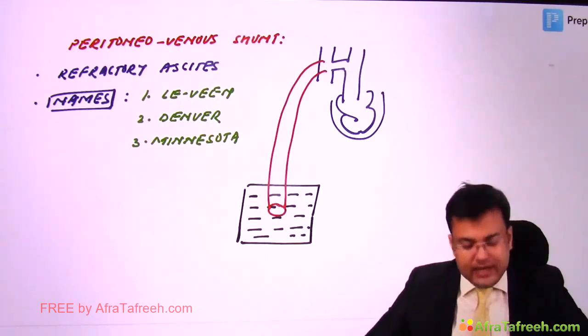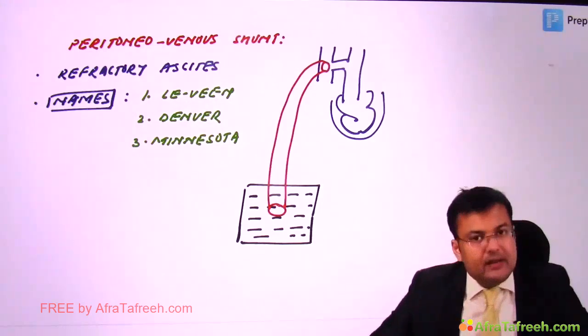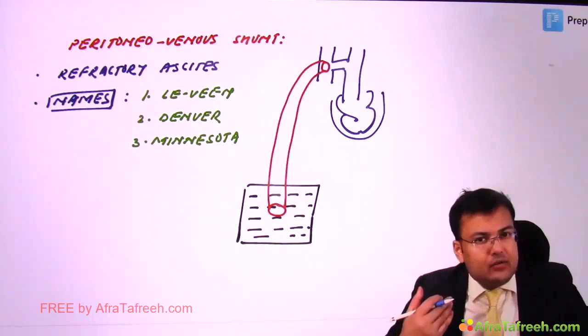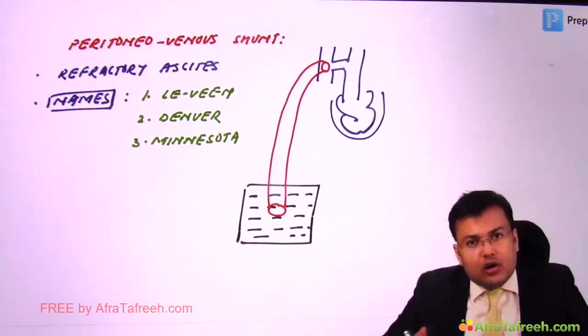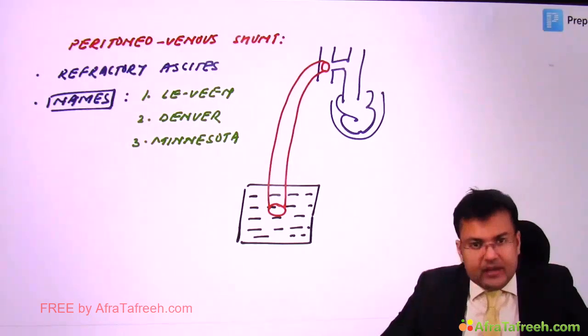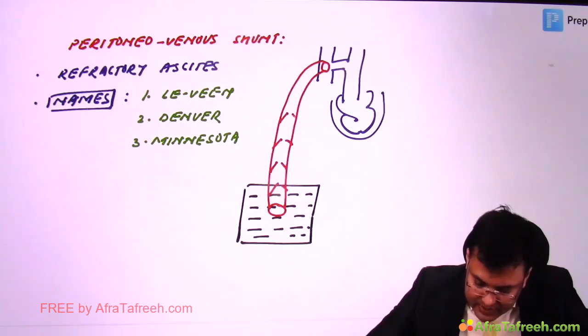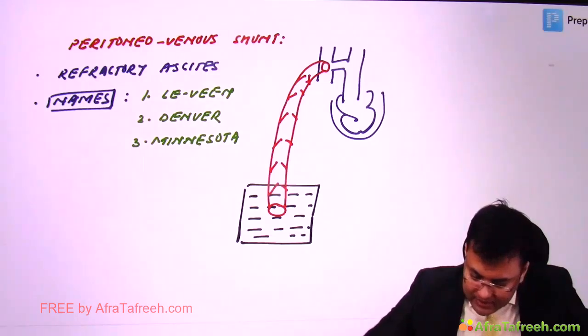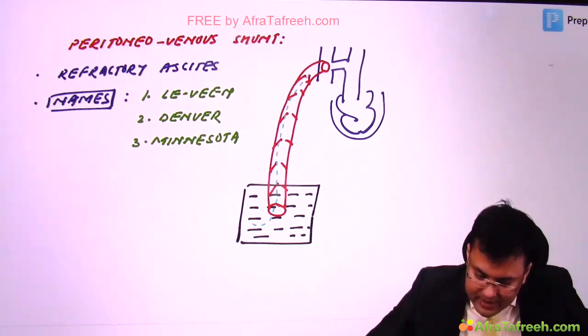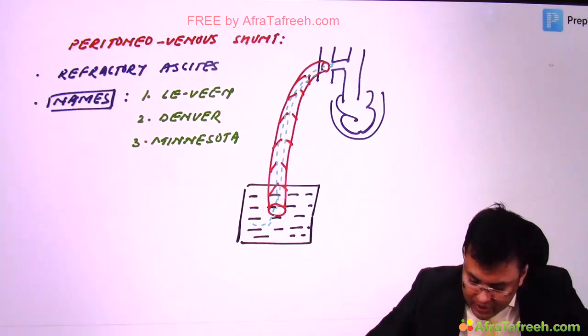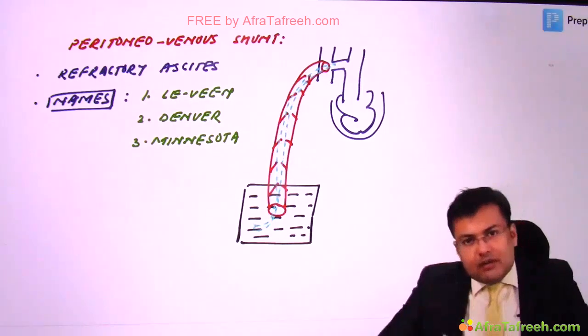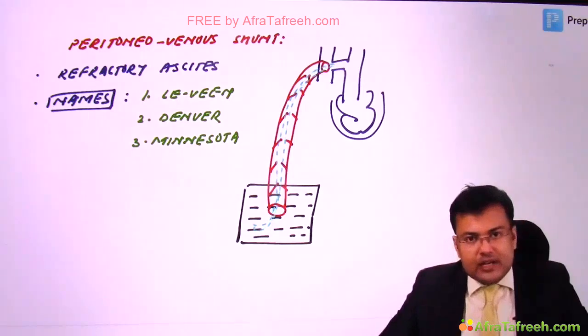One end in the peritoneal cavity, another end is in right internal jugular vein, that's preferred, or alternative is superior vena cava. Now see, there is unidirectional valve in this shunt. Clear? So there is presence of unidirectional valve, and that's why this ascitic fluid will be entering into systemic circulation or venous circulation, but blood will not be able to come into the peritoneal cavity.